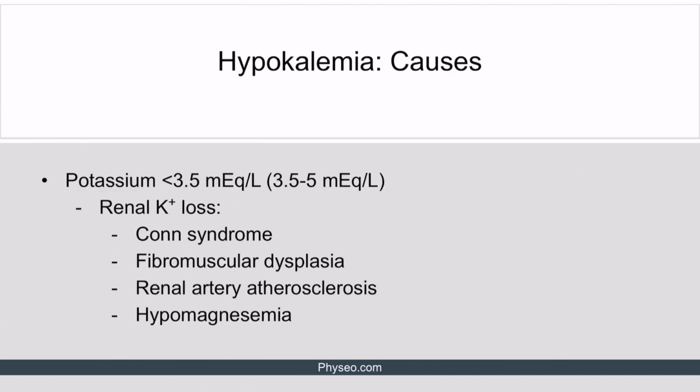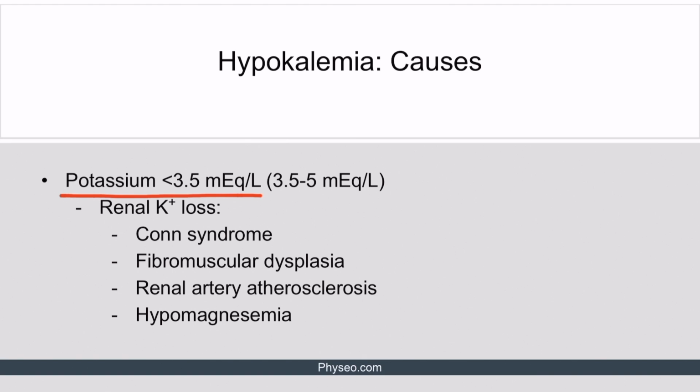Let's begin. In this lecture, we'll talk about hypokalemia and hyperkalemia. For each of these conditions, we'll talk about their causes, clinical presentation, and management. Let's start with hypokalemia. Hypokalemia is defined as serum potassium levels less than 3.5. It can be caused by multiple different factors.